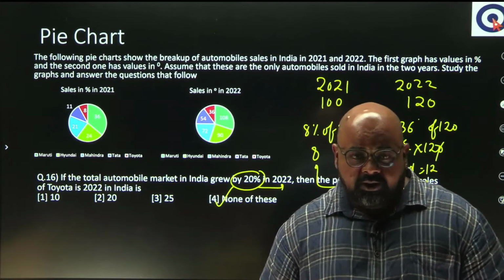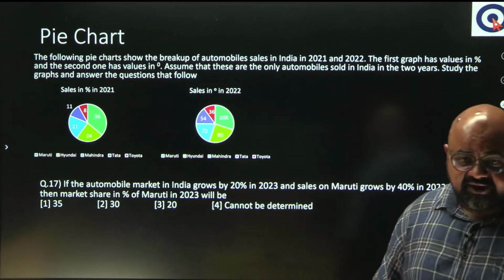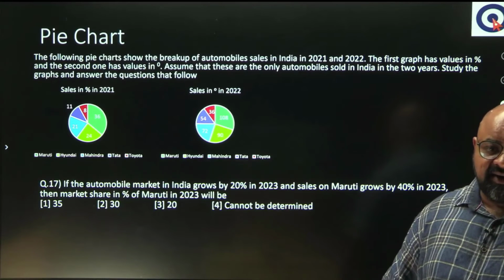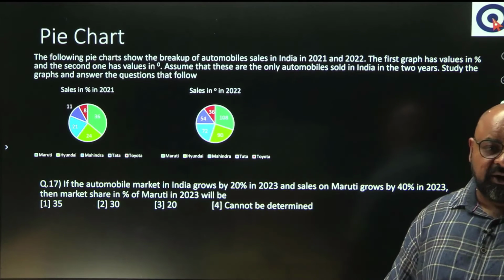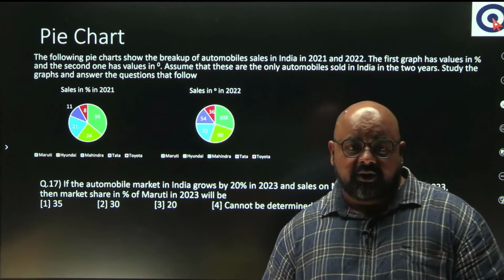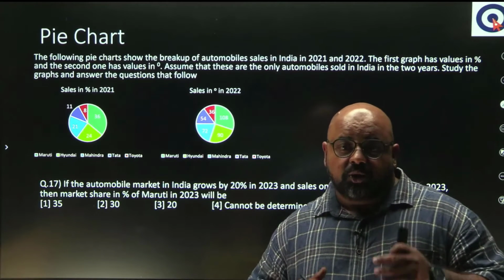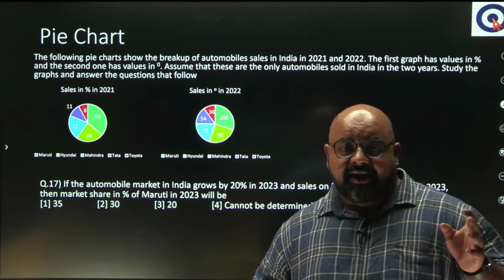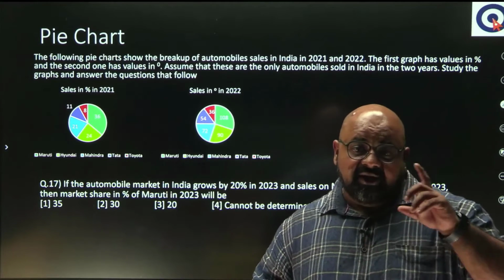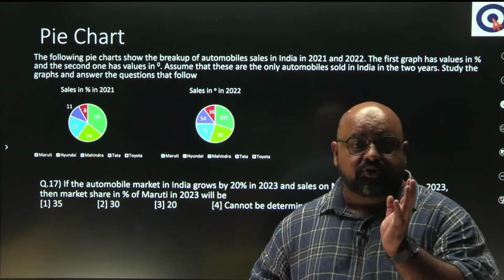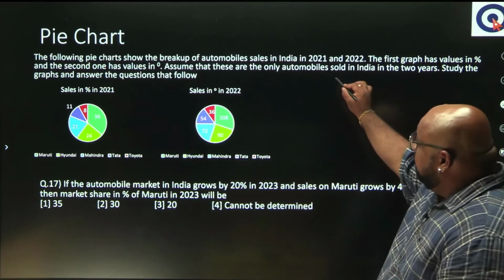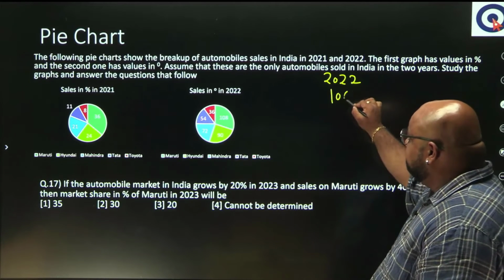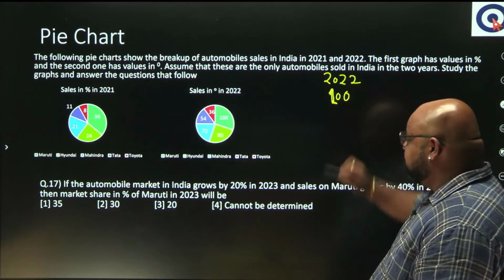Alright. Next, 17. If the automobile market in India grows by 20% in 2023 and Maruti grows by 40% in 2023, then what is the market share in percentage of Maruti? So the total sales of 23, what part is Maruti of that is the question. And the question pertains to 23. We have been given data about 21 and 22, so we project 23. Now, suppose in 2022, the total number of cars sold was 100.